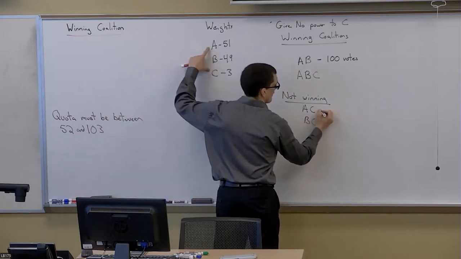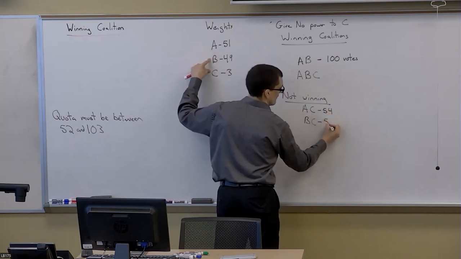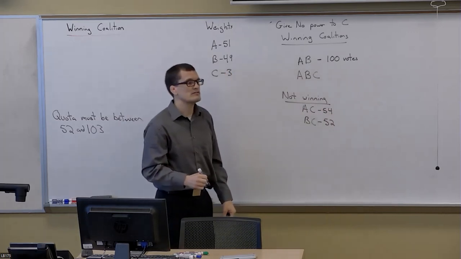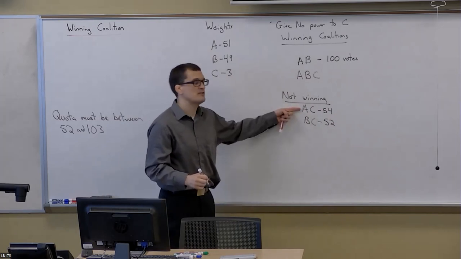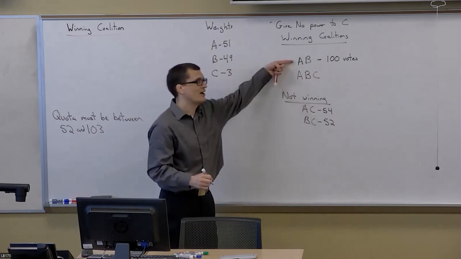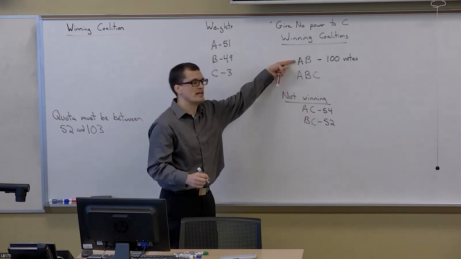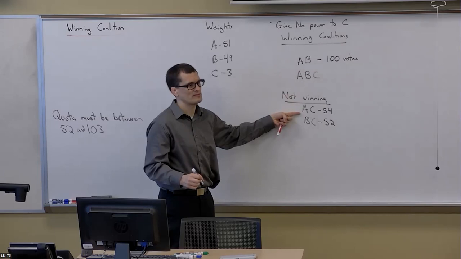AC together has 54 votes. BC together have 52 votes. So in other words, I want to make my quota somewhere above 54 and under 100 or at 100. Okay, follow that? So I want 100 to win, but I want 54 to lose. That make sense?